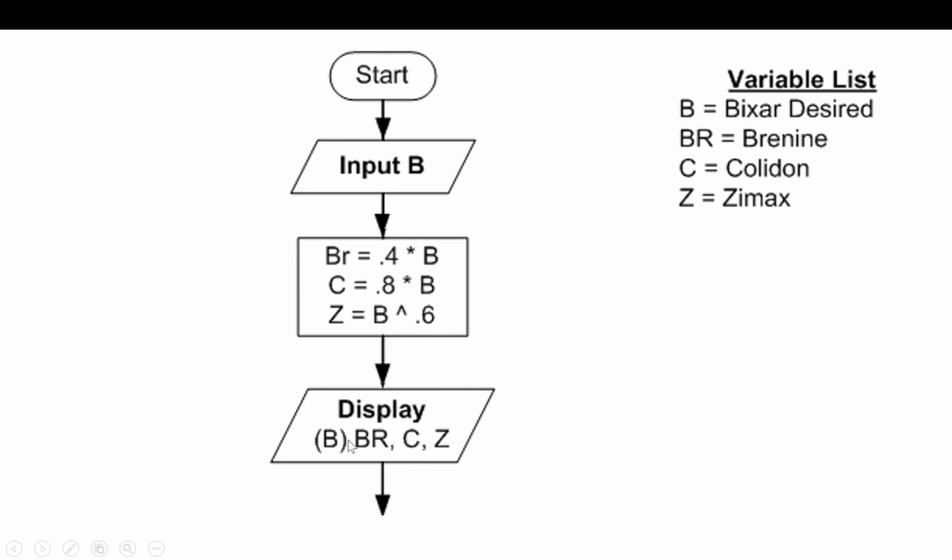So the output basically will be displaying everything: the input, which is the number of pixars, and then the Brennan, and then the Collidine and Zmax. So you get that, and then I will end with an end. So this is very simple, straightforward. So make sure that you practice a lot, so that when you're in the exam you don't get surprised.